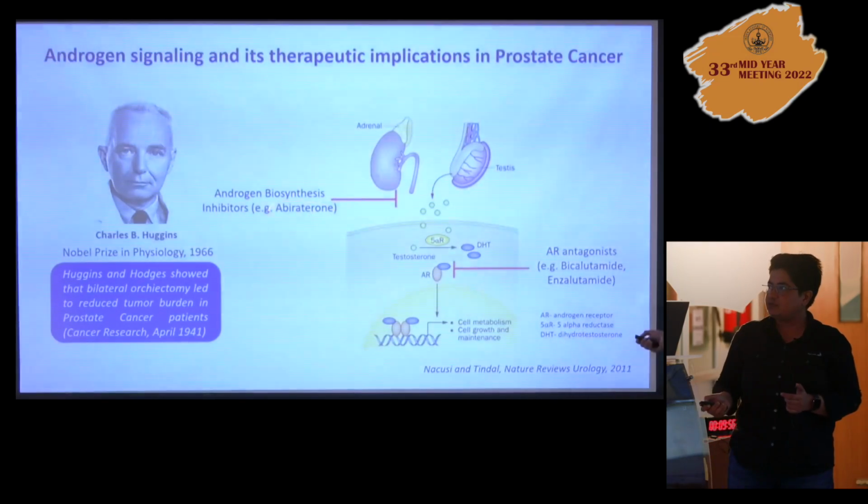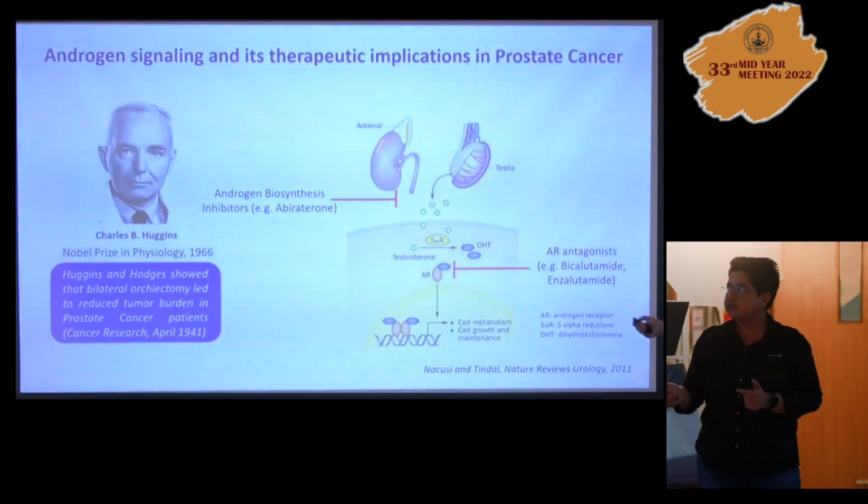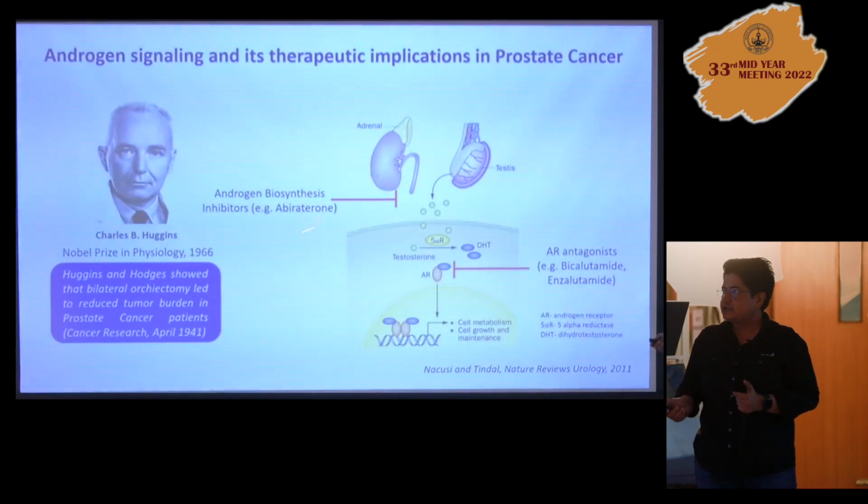Since this time, a lot of the pharma industry started investing in developing anti-androgen therapy drugs. It could be at the biosynthesis level, because there are 2 organs which synthesize androgen, the adrenal gland or the testis, so they use abiraterone, or it could be AR antagonists such as bicalutamide or enzalutamide, which compete with the AR, which is again a ligand-dependent transcription factor.